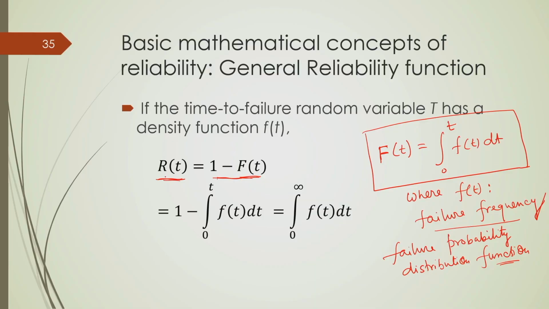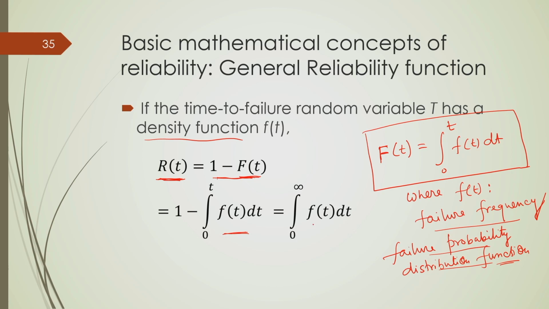Okay. Then we can also find out the reliability function capital R(t) as a function of this failure probability distribution function, that is small f(t). How to determine? We know that the reliability function is equal to 1 minus the failure distribution function. And the failure distribution function is the integration from 0 to t of small f(t) dt, where small f(t) is a probability density function.